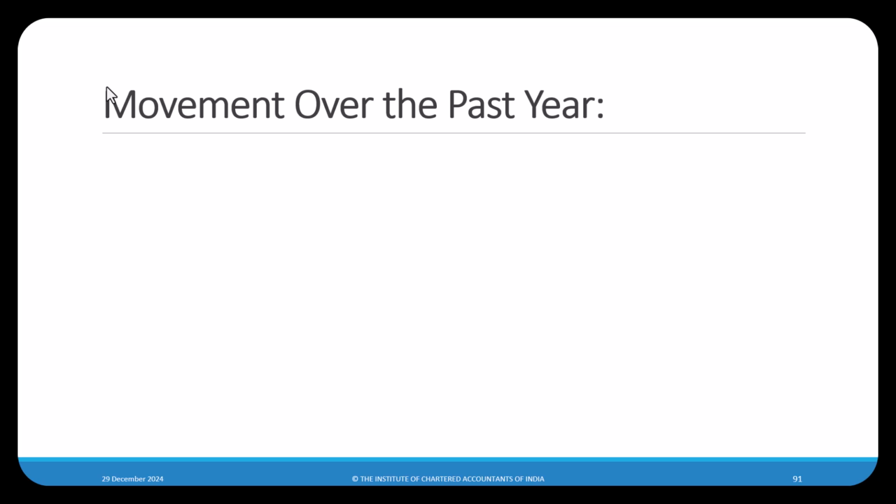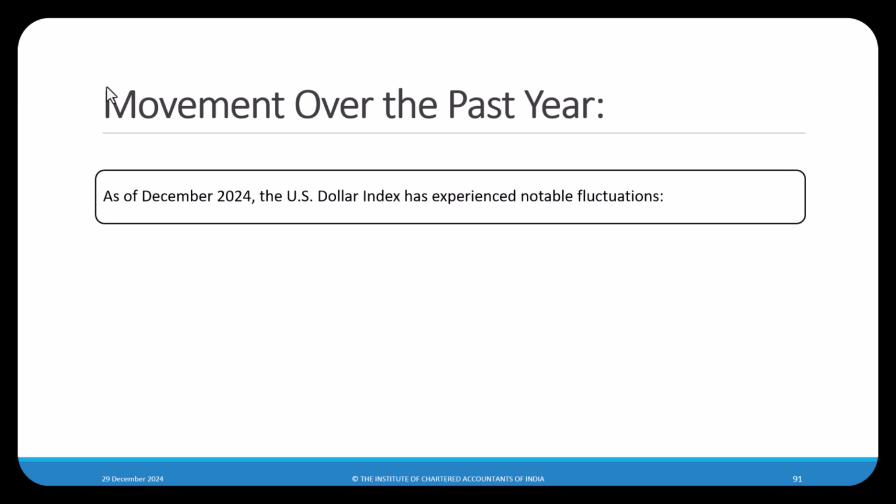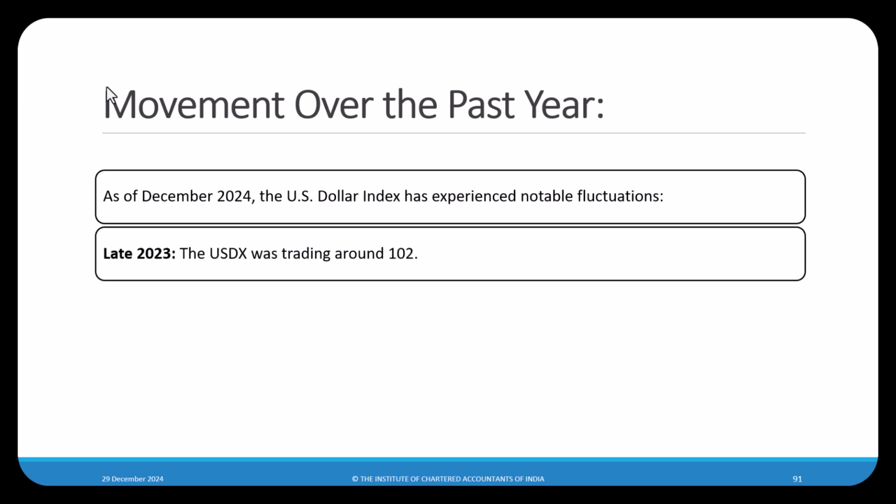Movement over the past one year. As of December 2024, the dollar index has experienced notable fluctuations. Late 2023, the US dollar was trading at 102. When the Ukraine war began, the Japanese yen depreciated the most, about 25% in that period. India was largely insulated. We were originally very firm, and then we also depreciated about 7 to 8%.